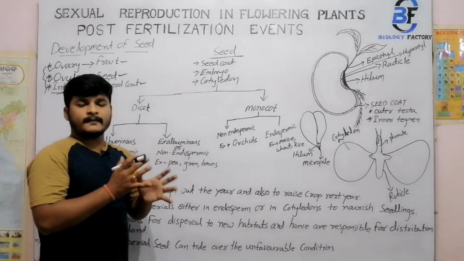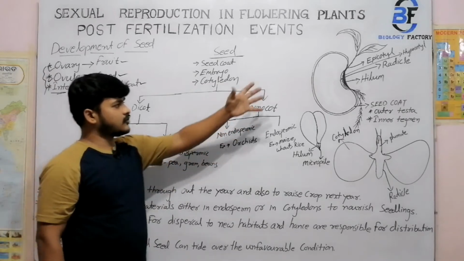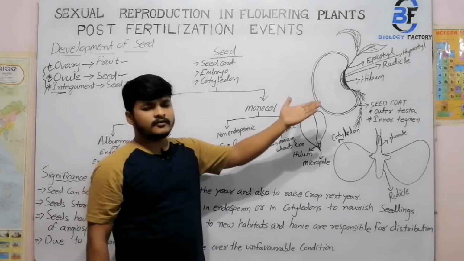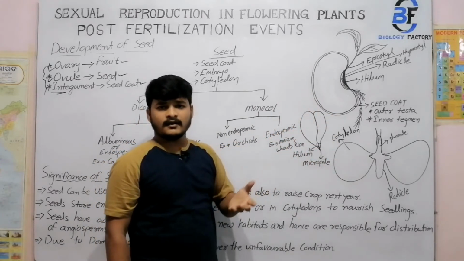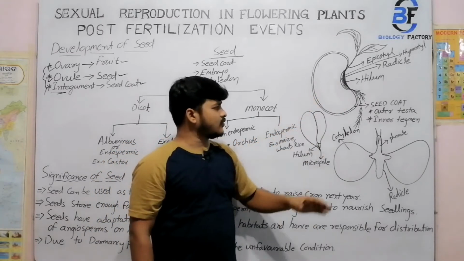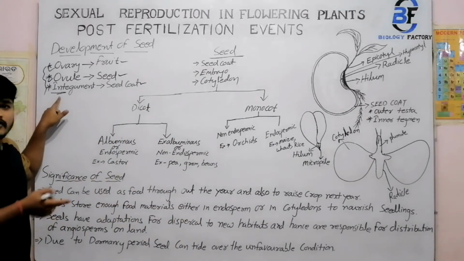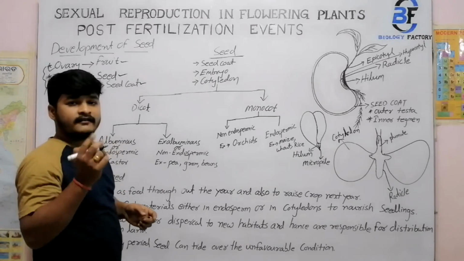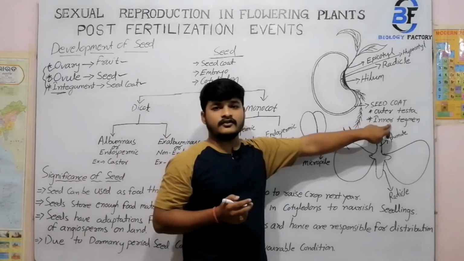I just give you a basic concept about the development of seed. We first overlook the structure of a seed. If we see the structure of a seed, it may be a bean seed, a mango seed, a gram seed, or some other seed. It consists of a seed coat. The seed coat is formed from the integuments, and the seed coat is again divided into two types. The outer part is known as the testa, and the inner is the tegmen.